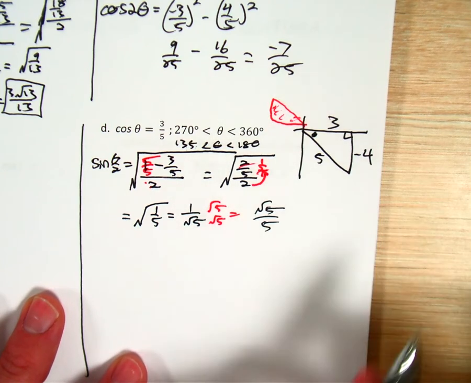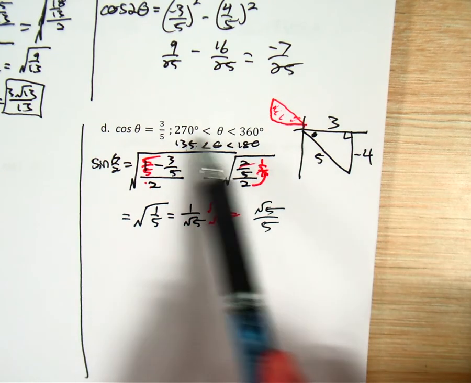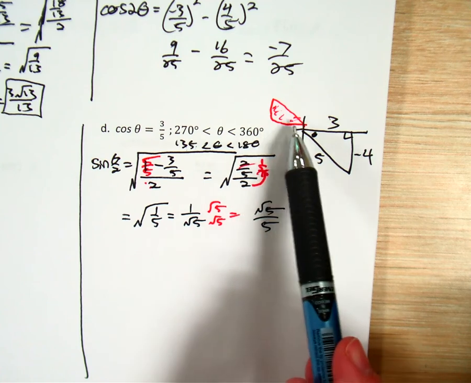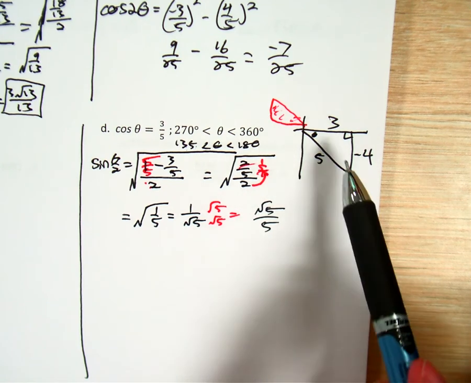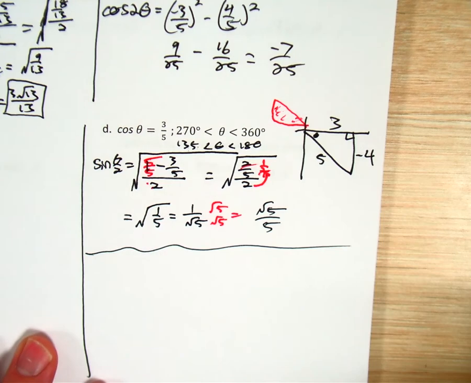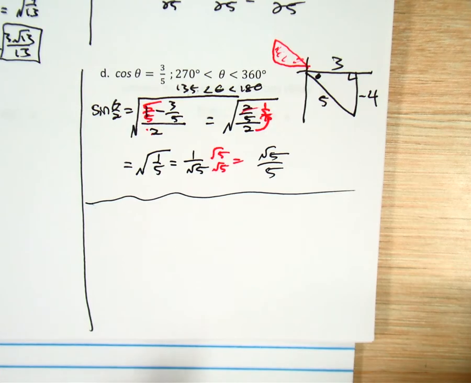And we said it was positive because if we cut this in half, we end up at 135 to 180, which is over here in quadrant 2. So the sine would still be positive, cosine is going to be negative. Cosine is going to be negative, so let's keep that in mind for this one.